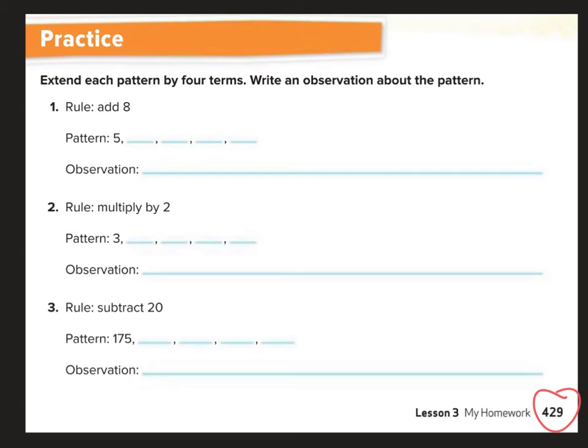All right, we have our practice on page 429. So if I look at my rules, let's do a multiplying one. We haven't done that yet. Multiply by 2. 3 times 2 is 6. 6 times 2 is 12. 12 times 2 is 24. 24 times 2 is 48. Okay, so we could say our observation is, wow, ones digit starts off odd, and then it goes all even.